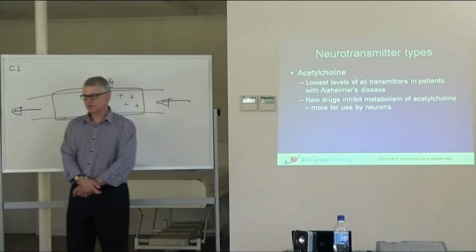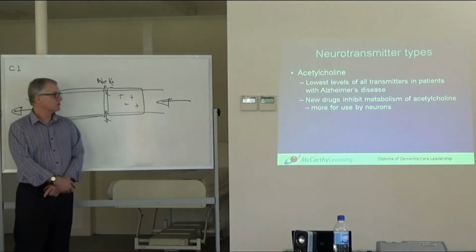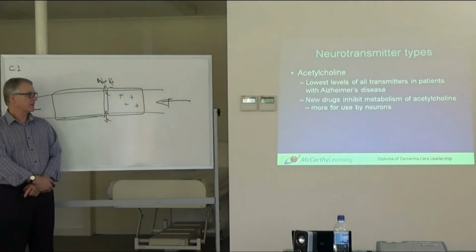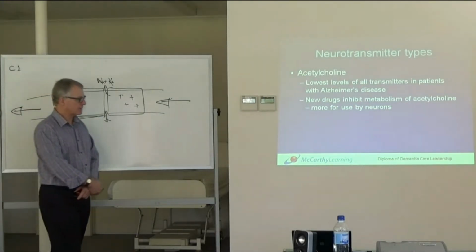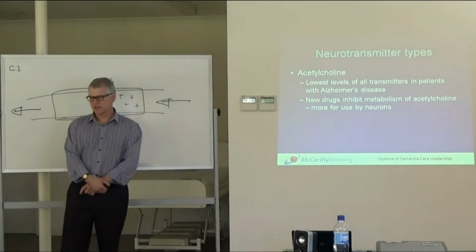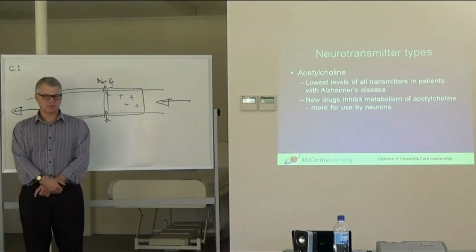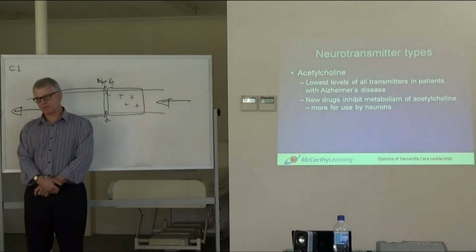And finally, acetylcholine, which we looked at earlier as well. The lowest levels of all transmitters in patients with Alzheimer's disease, but these new drugs are designed to inhibit the metabolism of acetylcholine. In other words, we want to keep more of it in that synaptic cleft to enable it to be taken up by the next neuron. So it inhibits the metabolism of it, or the changing of it into something else.